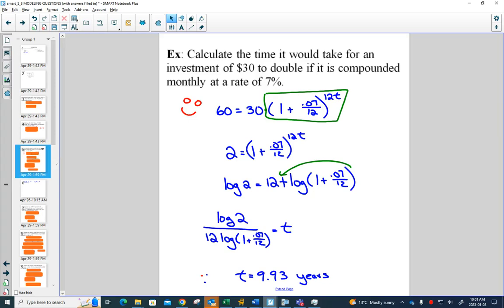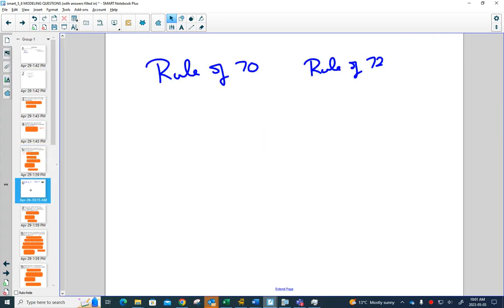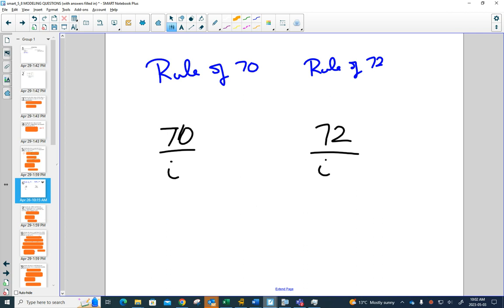Something also very cool with interest rates is something called the rule of 70, or sometimes it's called the rule of 72. And the rule of 70 and the rule of 72 is so simple, it feels like it shouldn't work, but it works. The rule of 70 or 72 says you take 70 or you take 72, you divide by the interest rate that you're getting, and it will give you an approximation for how long it will take for an investment to double.